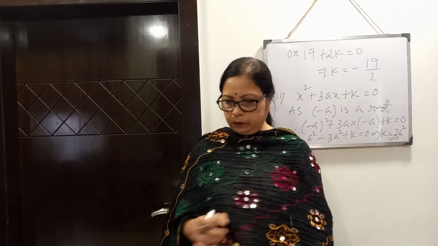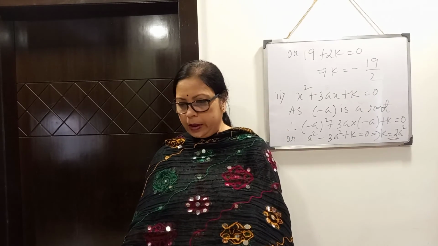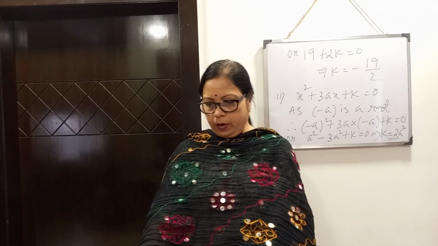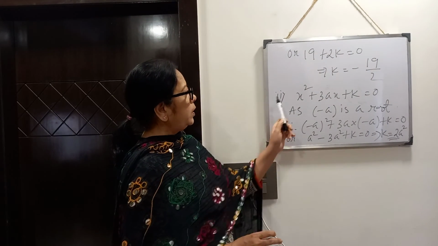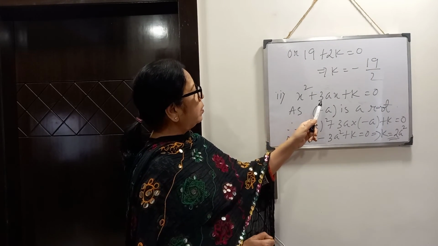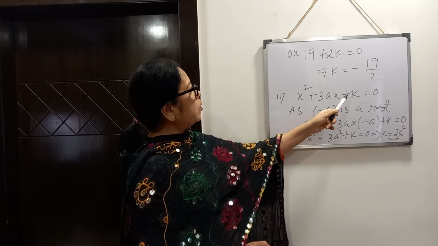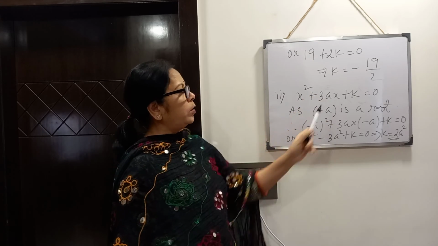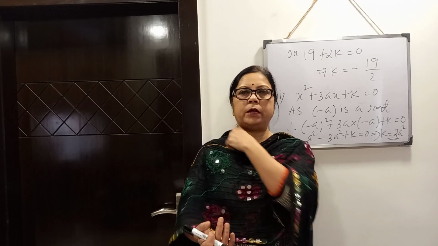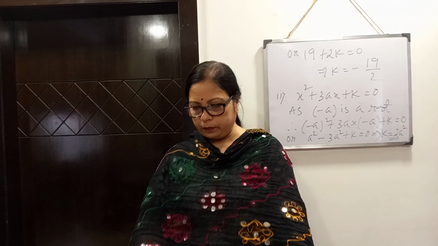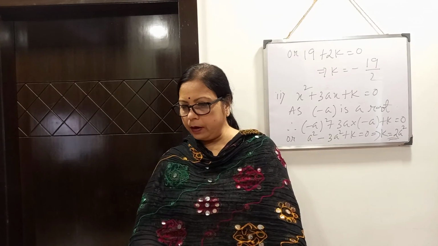Now this is how you have to calculate the values when roots are given. You have to put this value here. Only one unknown constant is there, that's why one root is given. If there will be two unknown constants, then two roots will be given. Clear? So the next sum we will get in that form.